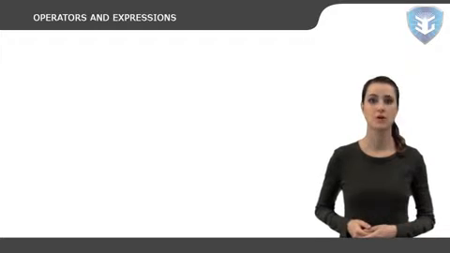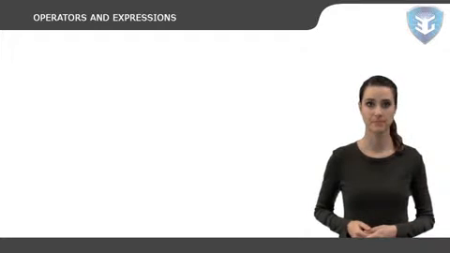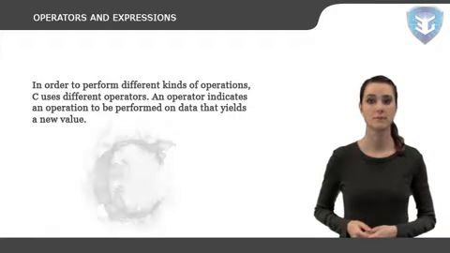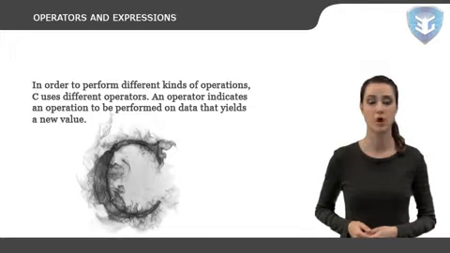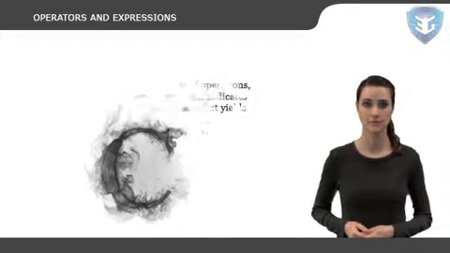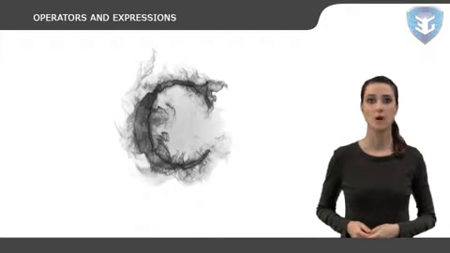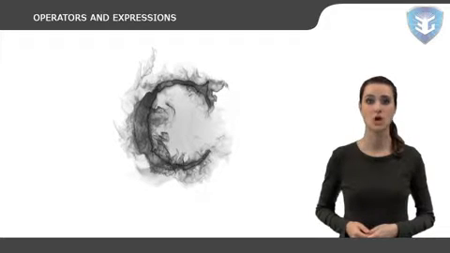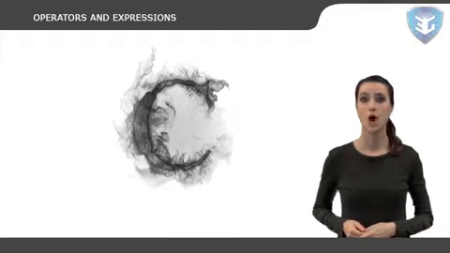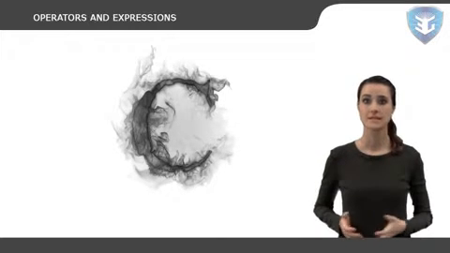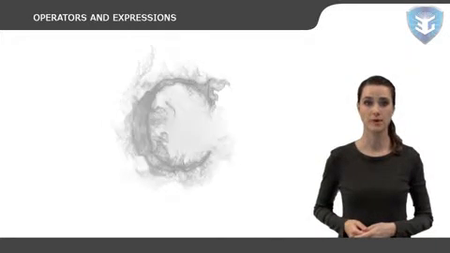Let's start with a brief introduction to operators and expressions. In order to perform different kinds of operations, C uses different operators. An operator indicates an operation to be performed on data that yields a new value. Using various operators in C, one can link the variable in constants. An operand is a data item on which operators perform operations. C is rich in use of different operators.